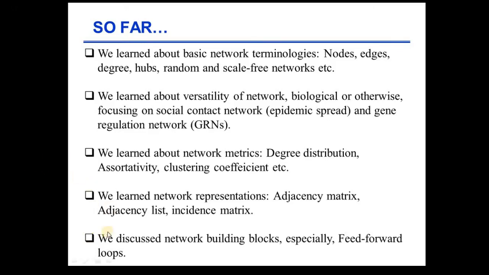The particularly defined quantitative definitions that we had for analyzing networks, we call them network metrics, like degree distribution, assortativity, clustering coefficients. These things we have defined, right? And we also learned about matrix representation and list representation of networks. So we learned about the adjacency matrix, incidence matrix, and adjacency list.